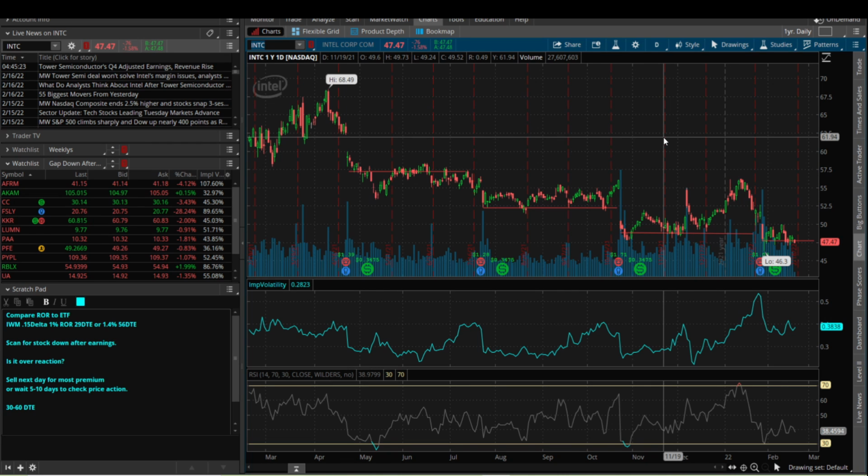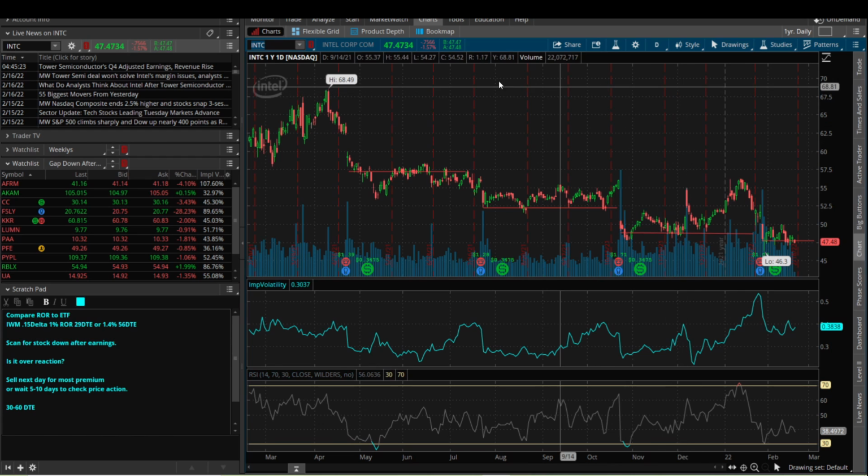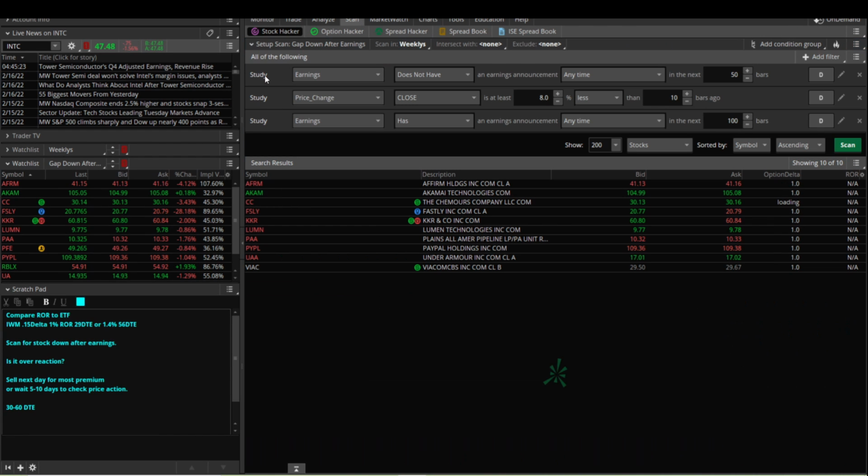So what we're going to do to scan for this, basically we have 3 study filters here. 2 of them are going to be earnings, and 1 of them is a price change study filter. The price change study filter is we're just looking for a stock that has dropped 8% in the previous 10 bars or 10 trading days. You can change this to anywhere from 5 to 15 days to suit what you're looking for, but I found that normally around 10 to 15 works good.